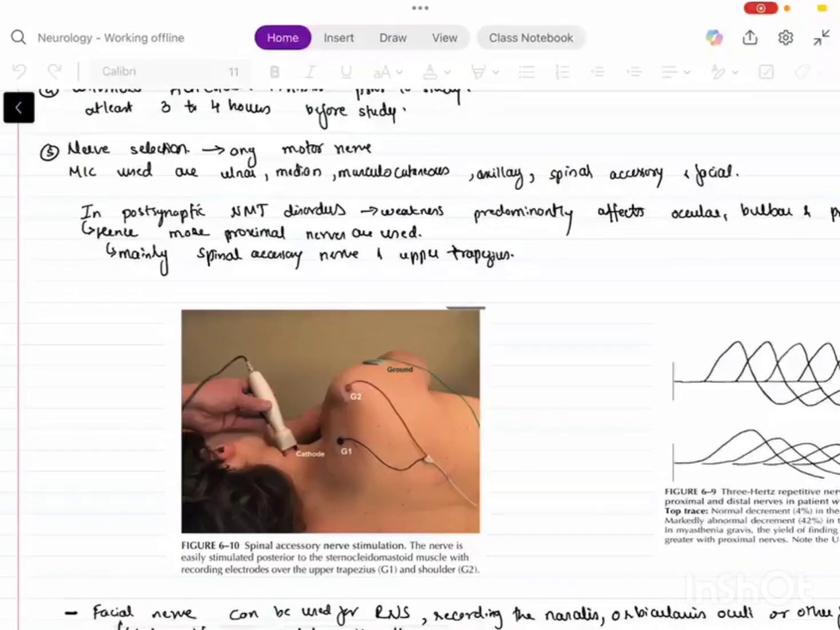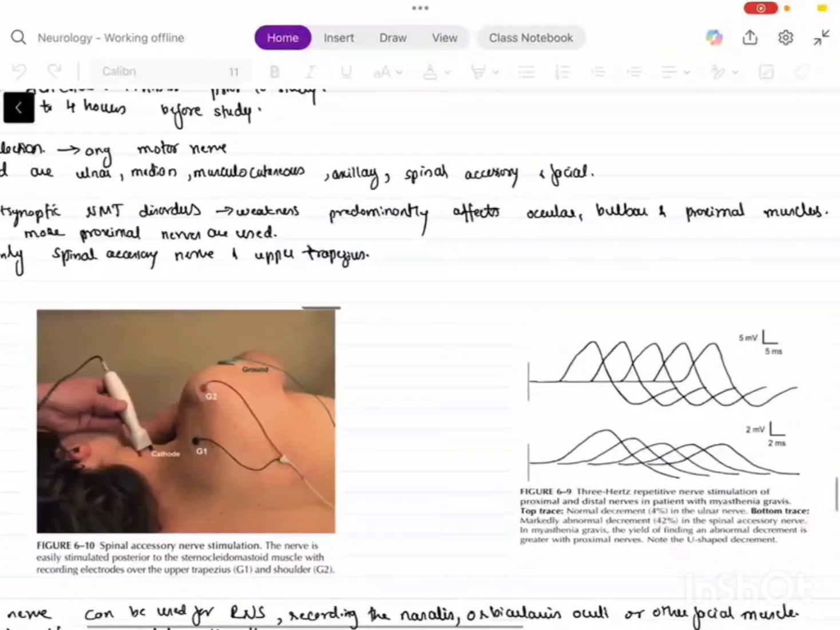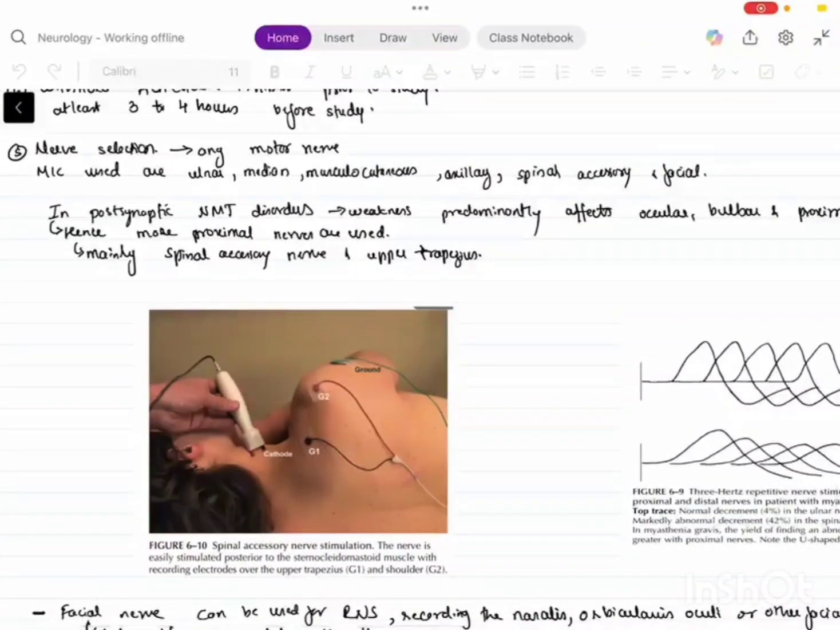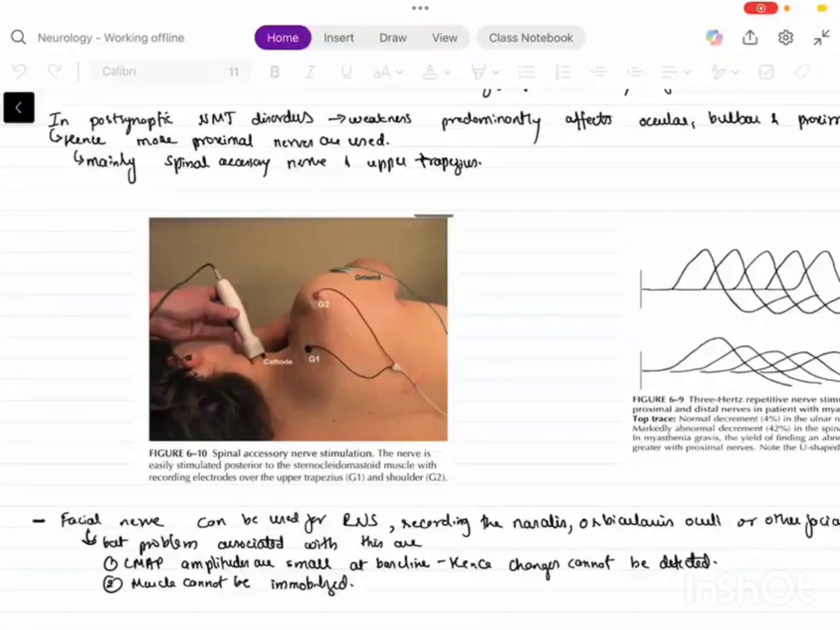In postsynaptic neuromuscular junction disorders, weakness predominantly affects the ocular, bulbar and the proximal muscles. Hence more proximal nerves are used, mainly the spinal accessory nerve and the upper trapezius. This is the picture showing spinal accessory nerve stimulation.